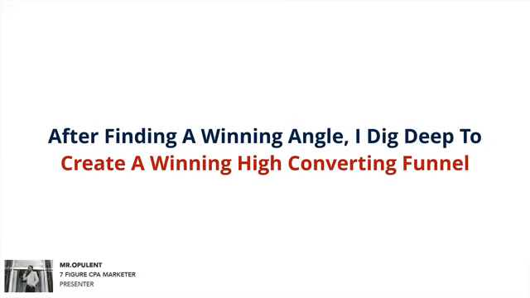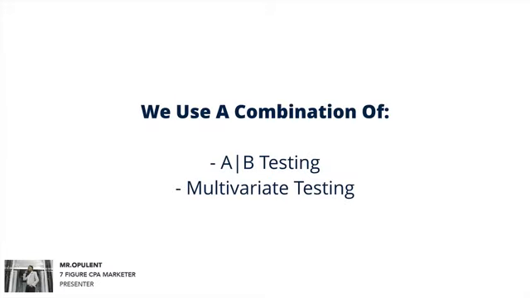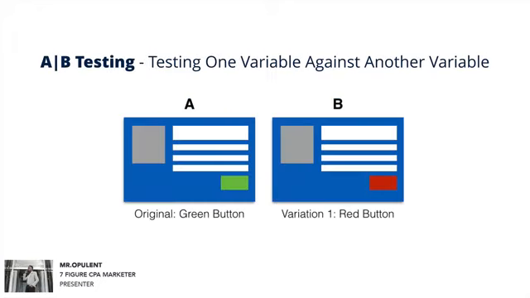Now, after you find a winning angle, what I do is I dig deep and I create a winning, high converting funnel around the angle. So I use a combination of A/B testing and multivariate testing, and all of my media buyers, they use this as well. Okay, so make sure you take note of this, okay?